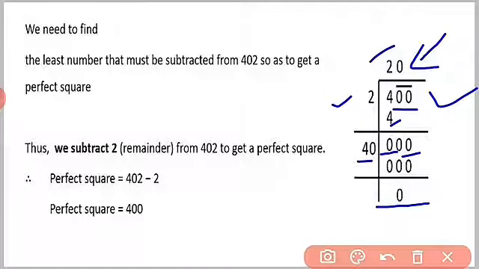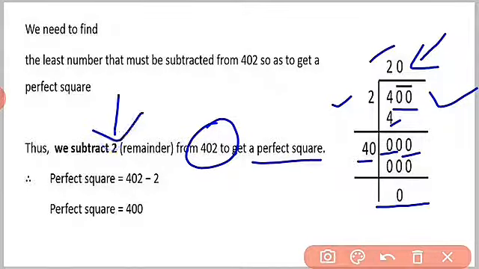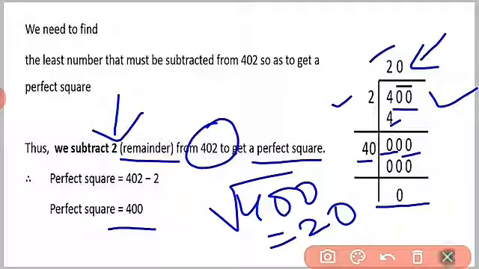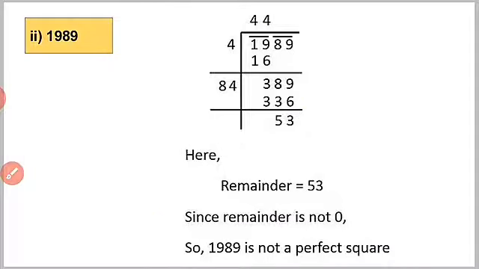So what did we subtract from 402 to get a perfect square? We subtracted 2. That is the remainder. And the perfect square was 400, and the square root of 400 is 20. Let's take the second part. The number is 1989. Now we have to check whether it is a perfect square or not.